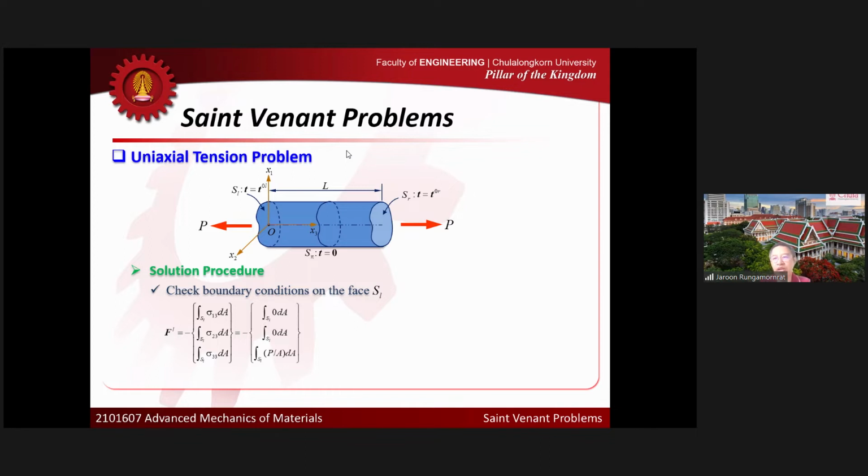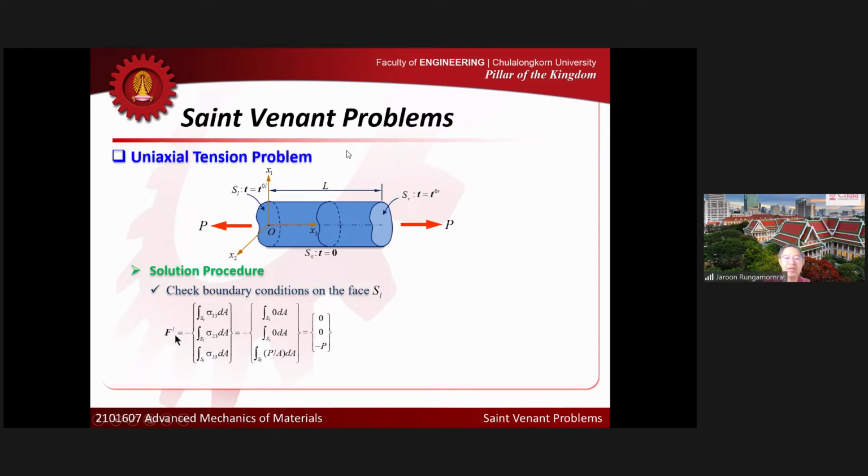Because P over A is simply a constant, the integral of a constant over the cross-sectional area is simply P over A multiplied by the area. So the area cancels out, and now we have only P. And we have the negative sign here. So you can see that this is the net force that we get from the gauge stress field. This is not the one that is prescribed, right? This is the one generated by the stress field that we gauge.